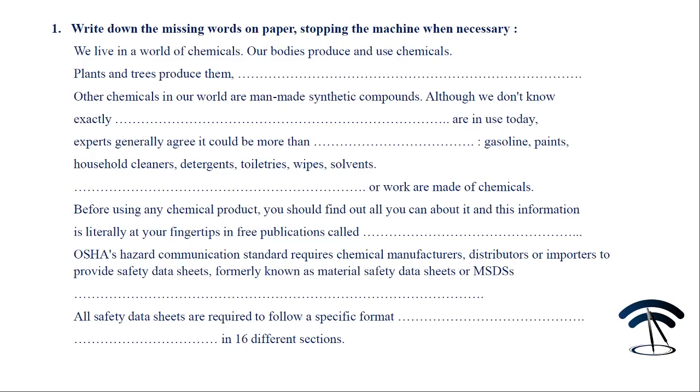Before using any chemical product, you should find out all you can about it, and this information is literally at your fingertips in free publications called Safety Data Sheets, or SDSs. OSHA's Hazard Communication Standard requires chemical manufacturers, distributors, or importers to provide safety data sheets, formerly known as Material Safety Data Sheets, or MSDSs, to communicate the hazards of chemical products. All safety data sheets are required to follow a specific format and provide detailed information in 16 different sections.